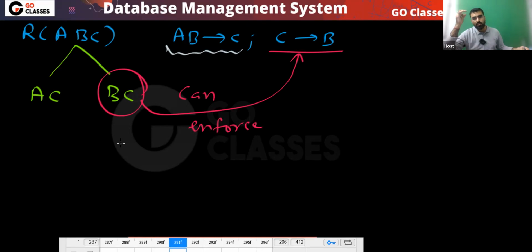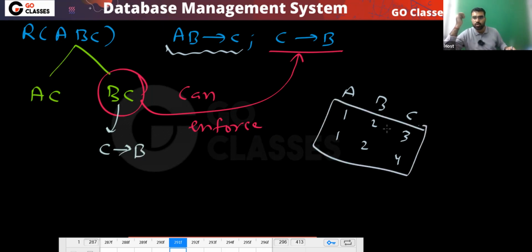Now you tell me, should this type of data come or not? A simple question I'm asking. AB, for example, like ABC, 1 2 1 2 3 4. Should this type of data come or not? You tell me. This type of data should not come.